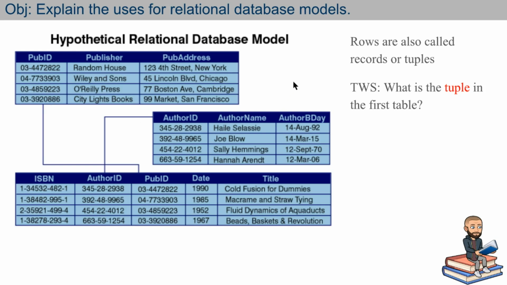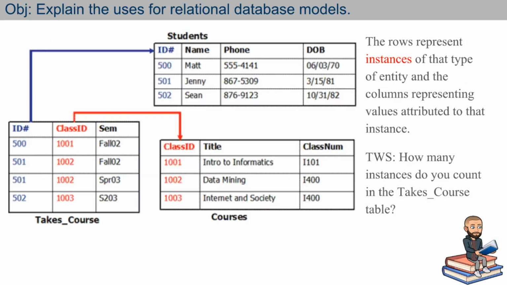Going back to rows now, rows are also called records or tuples. So think right here, what is the tuple in the first table? To give you more details about rows, rows represent something called instances. So there are instances of that type of entity, and these columns are representing values that are attributed to the instance. See how these words can be used in a sentence reasonably? So for instance, student 500 has an attribute of the name Matt and is attributed the number 5554141 and so on. How many instances do you count in the takes course table?